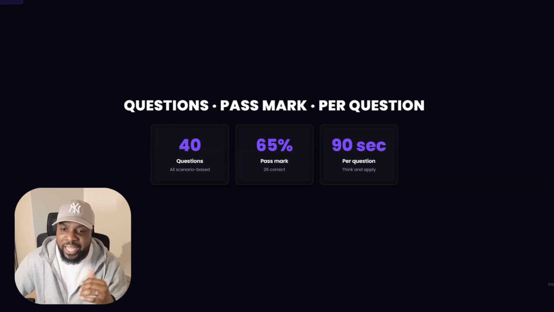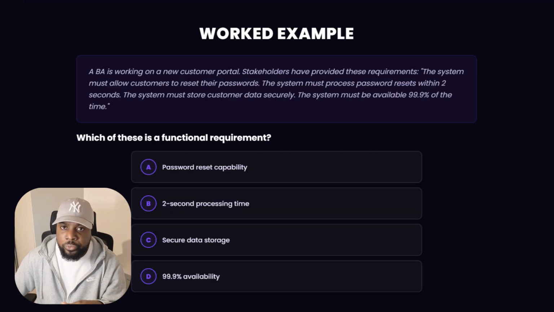Here's how the BCS actually designs these questions. They take a real workplace situation that any BA might face. Then they test whether you can recognize which technique applies and how to use it properly. Right, so this is a typical BCS question. You're a BA working on a new customer portal. Stakeholders have given you these requirements.